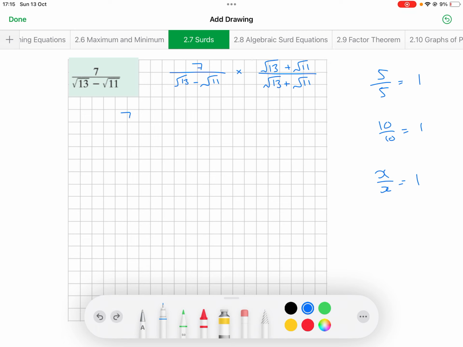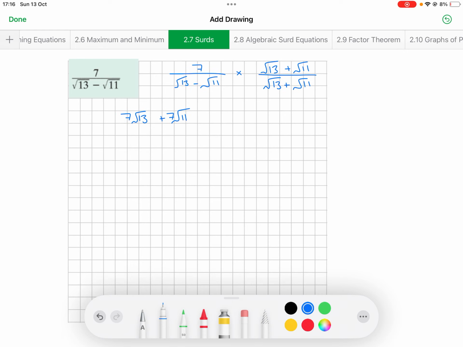So 7 by root 13 is 7 root 13. 7 by root 11 is 7 root 11. Now on the bottom, and you might want to use a rough work column for the bottom, we're multiplying root 13 minus root 11 by root 13 plus root 11.